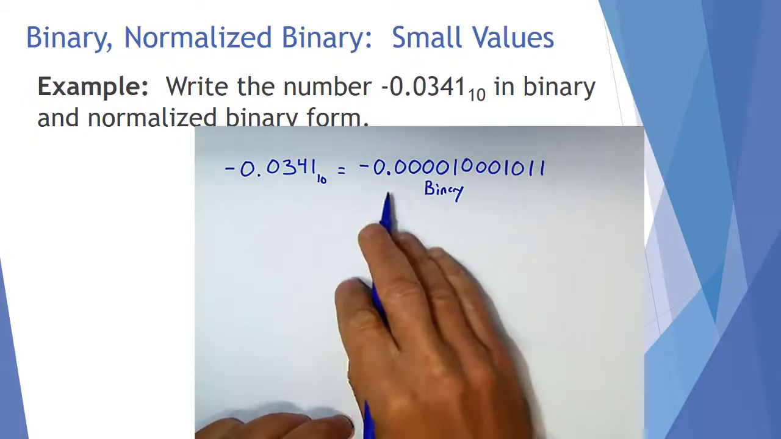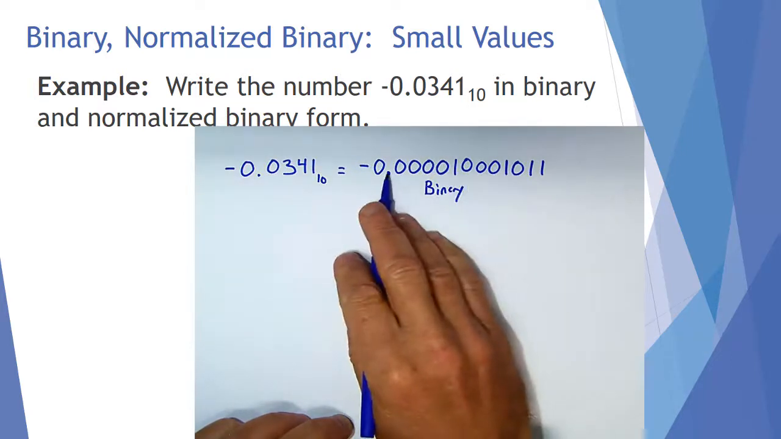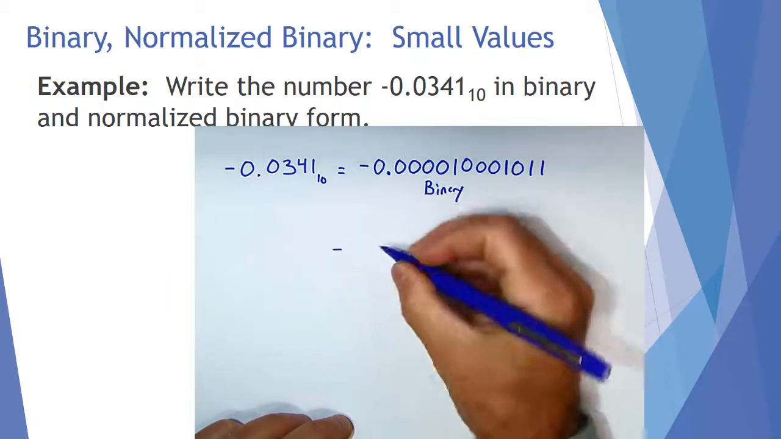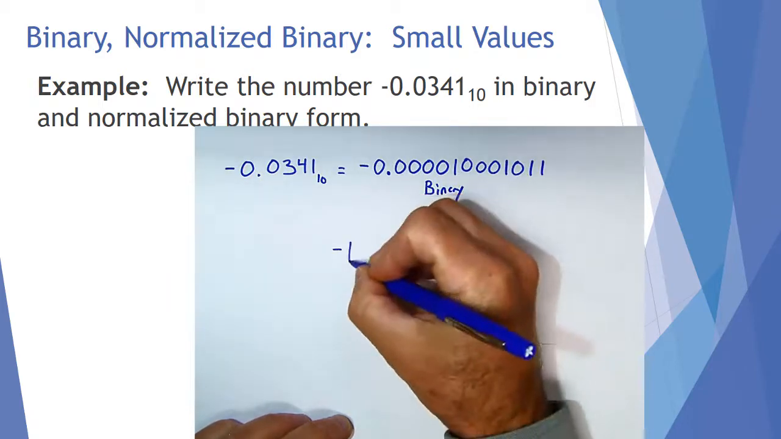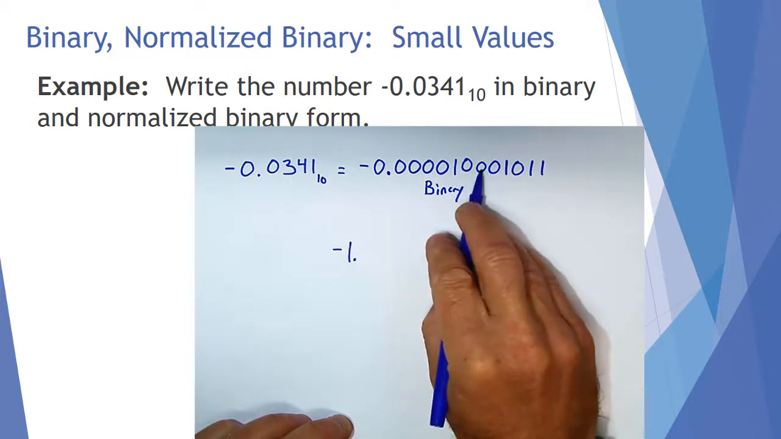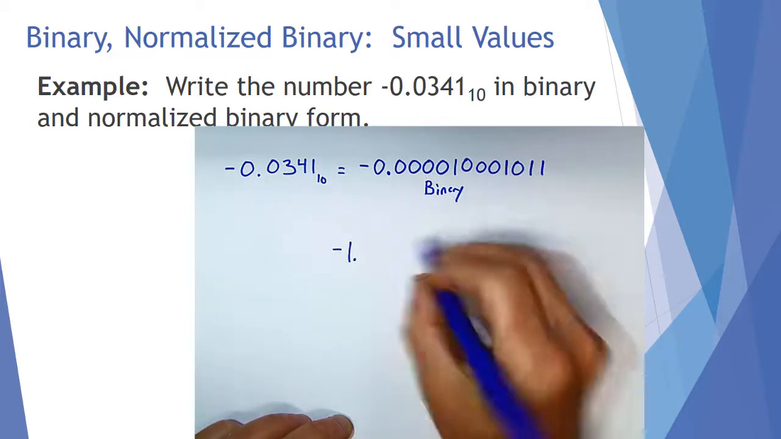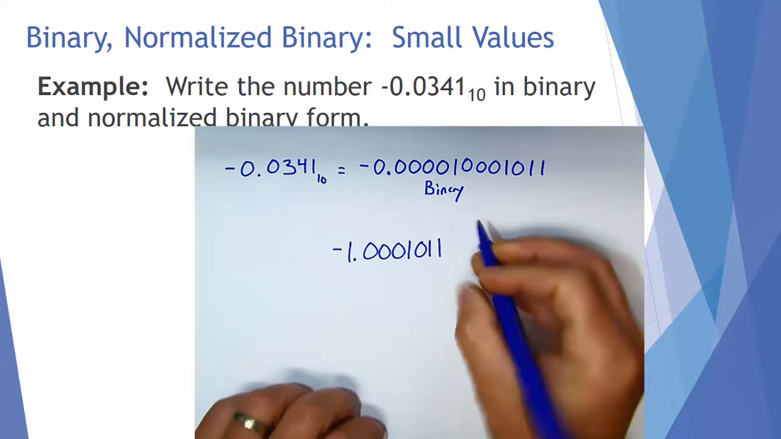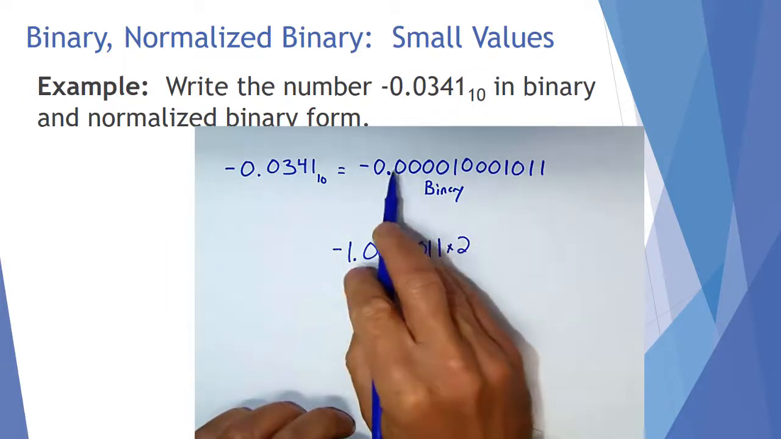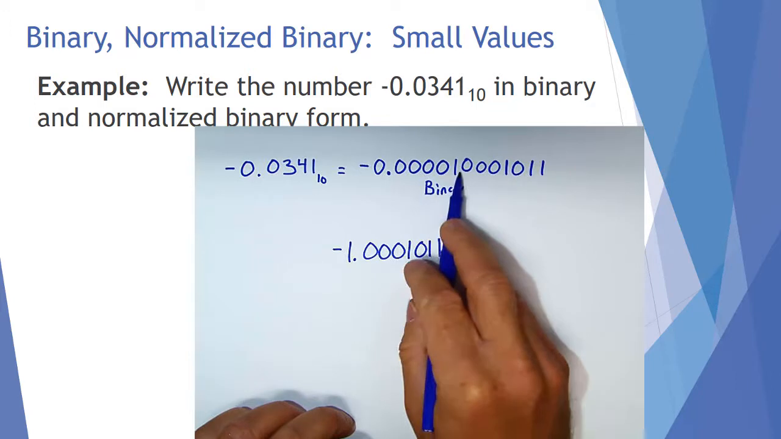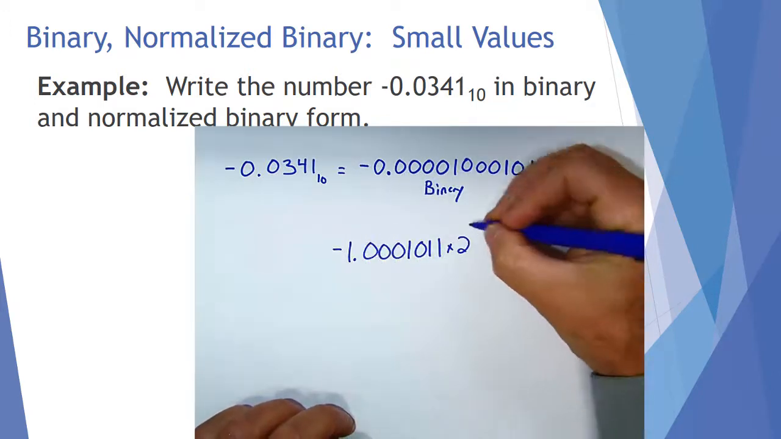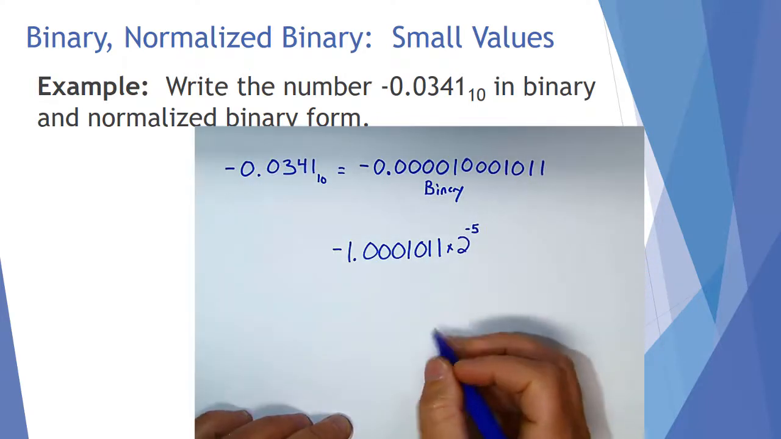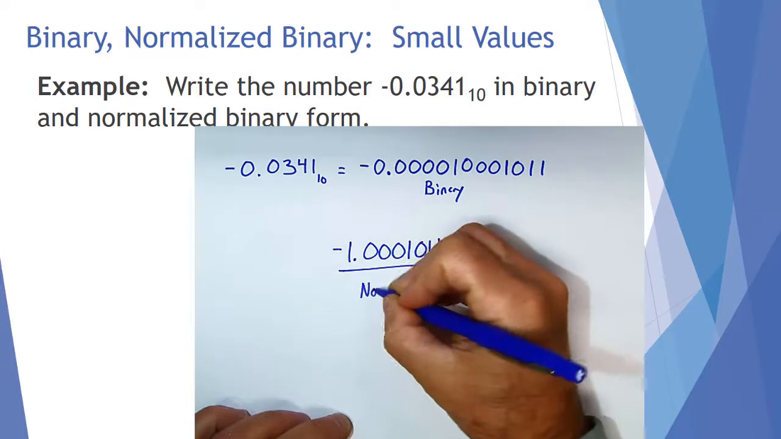Put it in normalized binary. This time we're going to move the decimal to the right. And so we're going to go 1, 2, 3, 4, 5 places to the right. This number in binary scientific becomes negative 1.0001011 times 2 to the, now we moved it 5 places. But this was a really, really small number, and just like in scientific notation, those are negative values, and so that would be times 2 to the negative 5th, and there's our normalized binary.